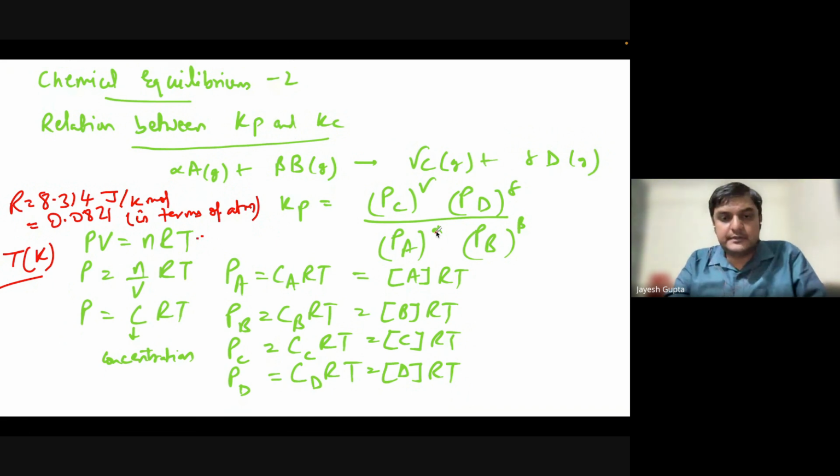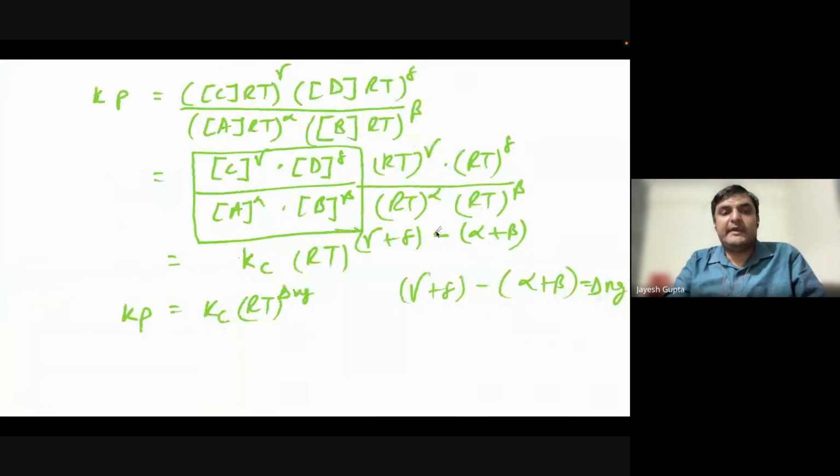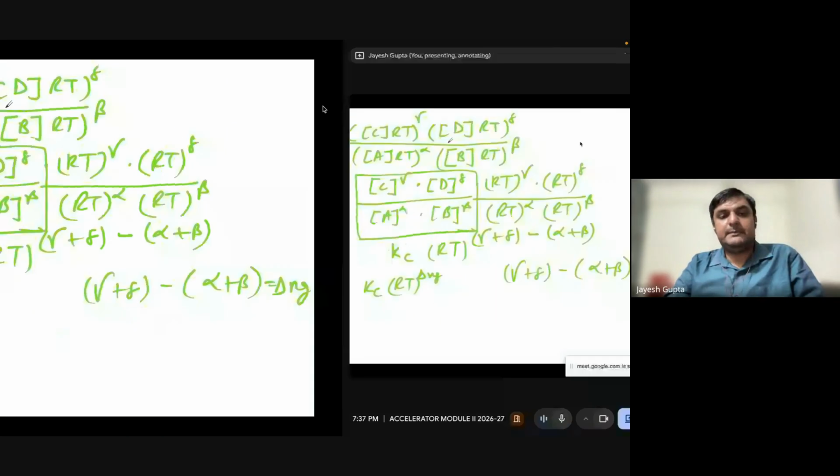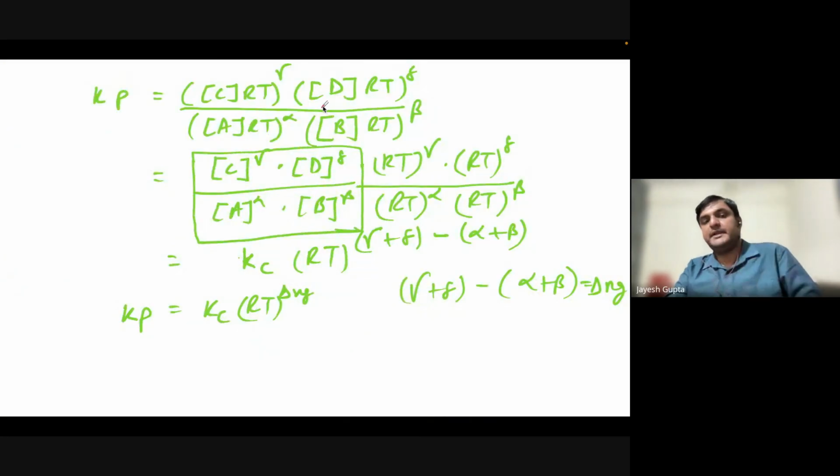Okay, so I'm moving ahead. When I substitute in place of PA, PB, PC, PD, it will look like this. In place of PC, I have written concentration of C into RT raised to the power gamma. In place of PD, I have written concentration of D into RT raised to the power delta. And in the denominator, for PA, I have written concentration of A into RT raised to the power alpha, and in place of PB, concentration of B into RT raised to the power beta.